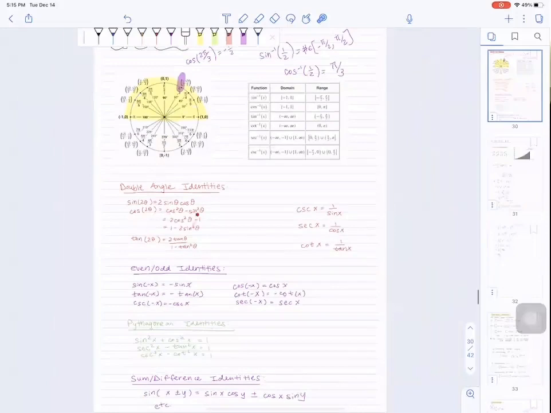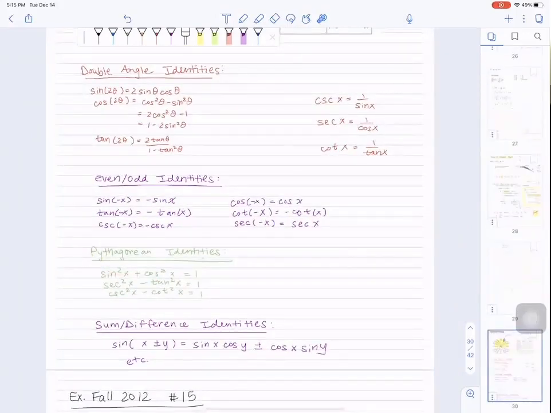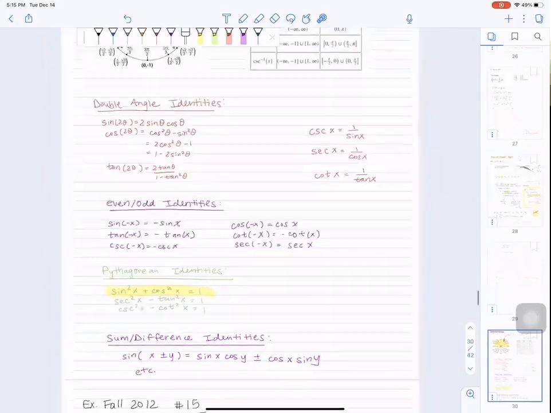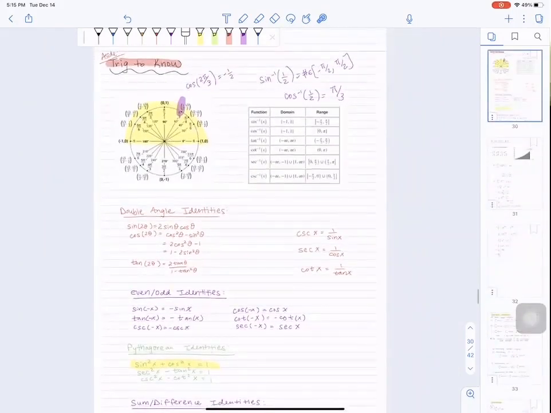And also double angle identities, the even odd identities, which are useful for finding when a function is even or odd. Pythagorean identities, the most well-known one being sine squared x plus cosine squared x equals 1. You can get the other two by dividing the original by either sine squared x or cosine squared x. And the sum difference identities also. Any questions on the trig stuff?